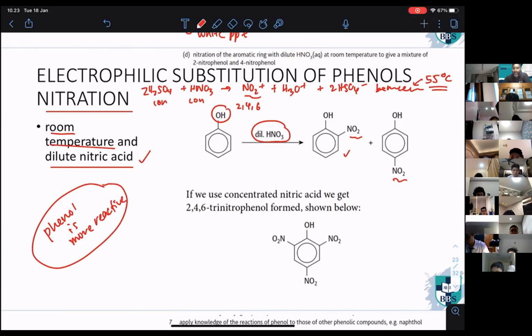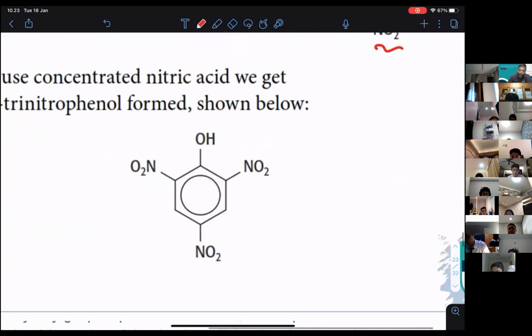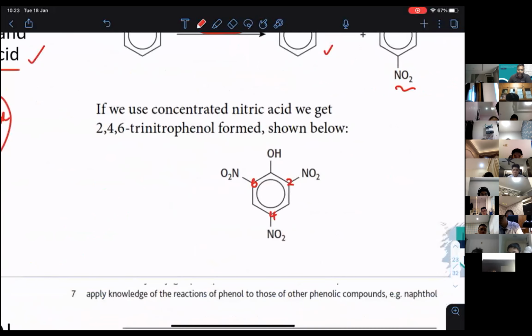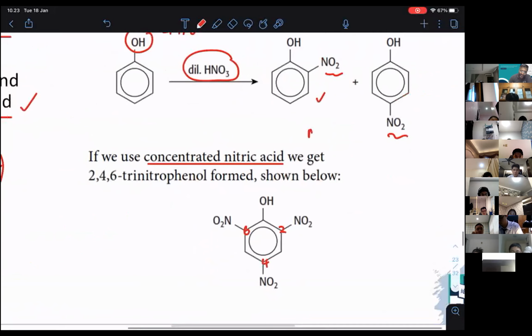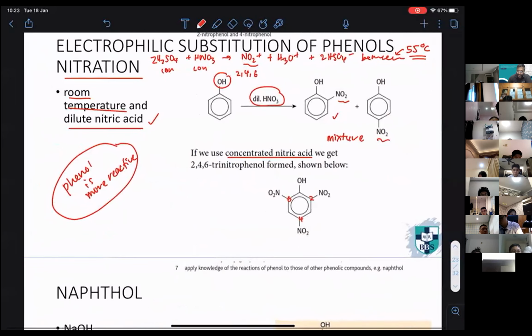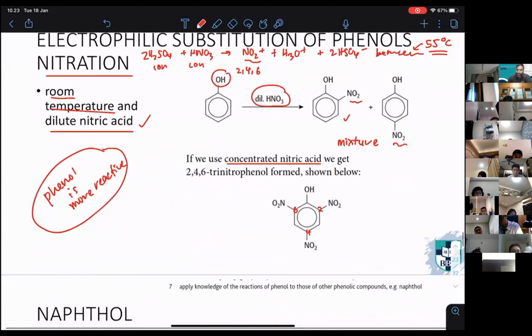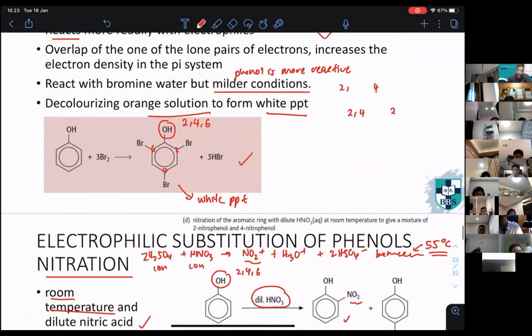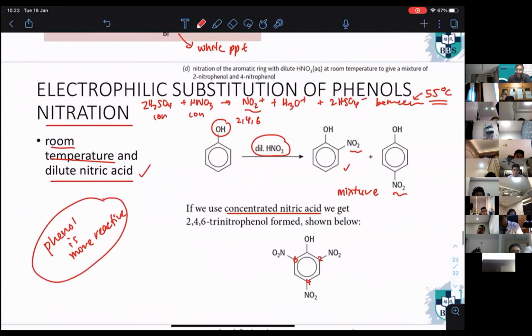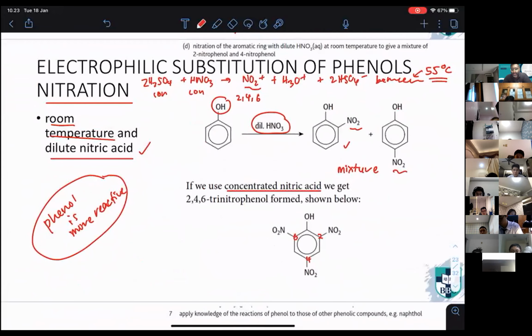But if you continue to use concentrated nitric acid, then you go directly to the jackpot. 2, 4, 6 directly you will get. So that is if you use concentrated nitric acid. Dilute, you still get a mixture. So that is going to be the part for electrophilic substitution. Do remember whatever we have learned, you refer to phenol. Phenol is more reactive.